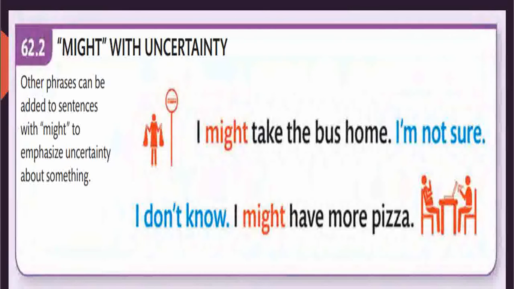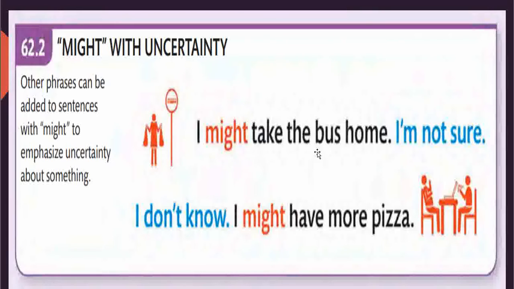The next pointer that we have is might with uncertainty. Now, you might remember that we were talking about possibilities. Now, we are talking about might with uncertainty. Uncertainty means something which might not happen. Other phrases can be added to sentences with might to emphasize uncertainty about something. That means if you are constructing this sentence, you need to have other sentences added to it to complete the meaning regarding the uncertainty.